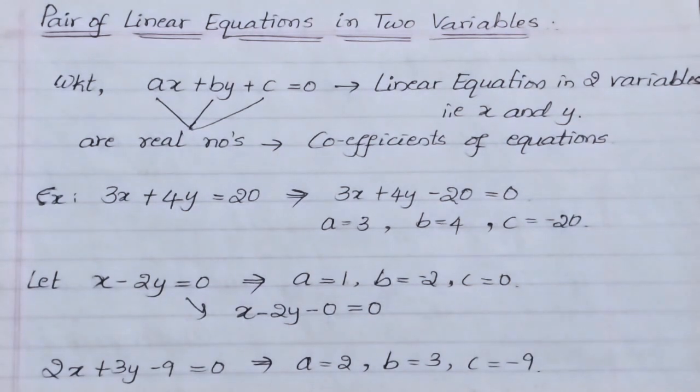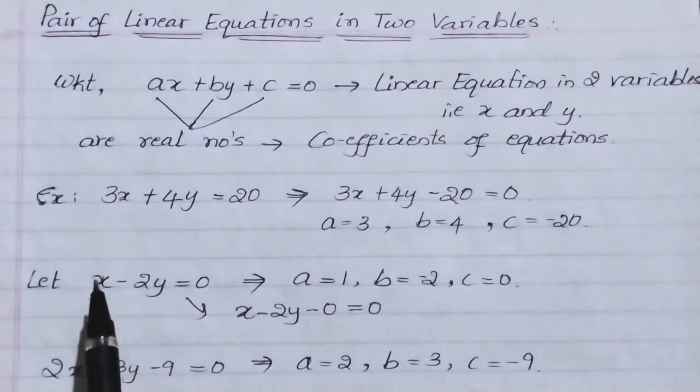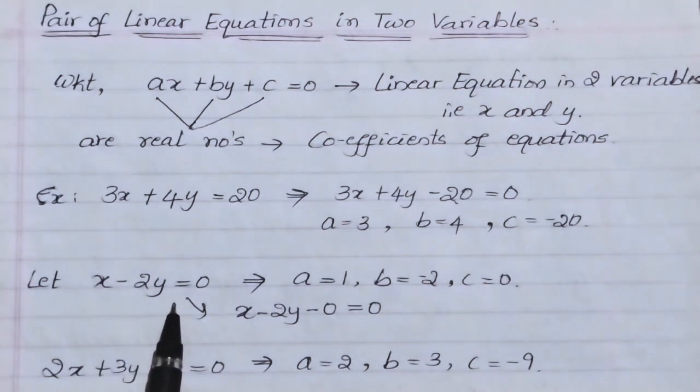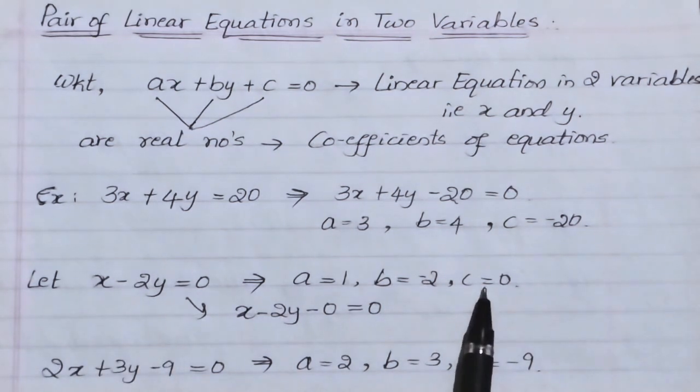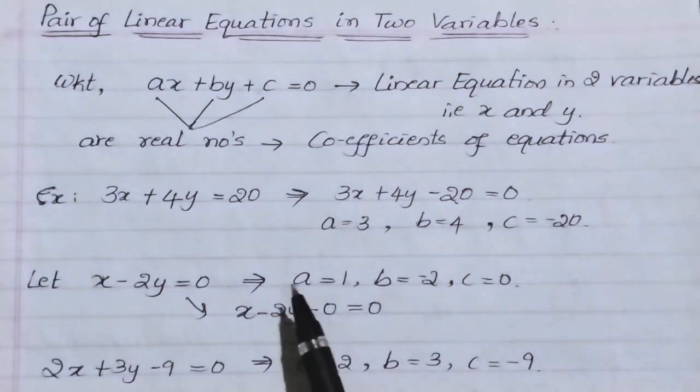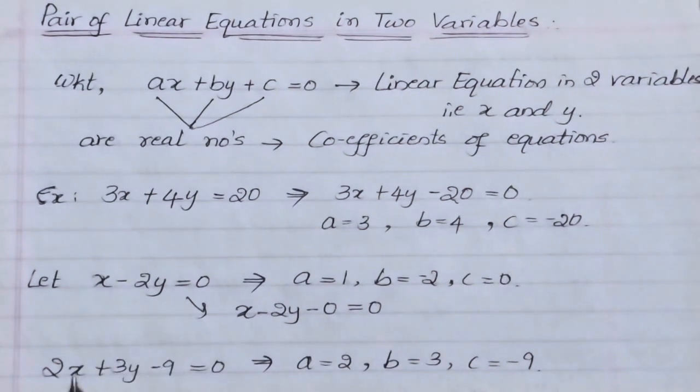Let me take another example and find what these coefficients are in the equation. So let us take x minus 2y is equal to 0. Here, in the ax form, if nothing is there as a coefficient of x, 1 will be present. So a value is 1. Minus 2y, so b value is minus 2. But here c is not there, so obviously c value will be 0. So I can write the same equation x minus 2y equal to 0 as x minus 2y minus 0 is equal to 0.